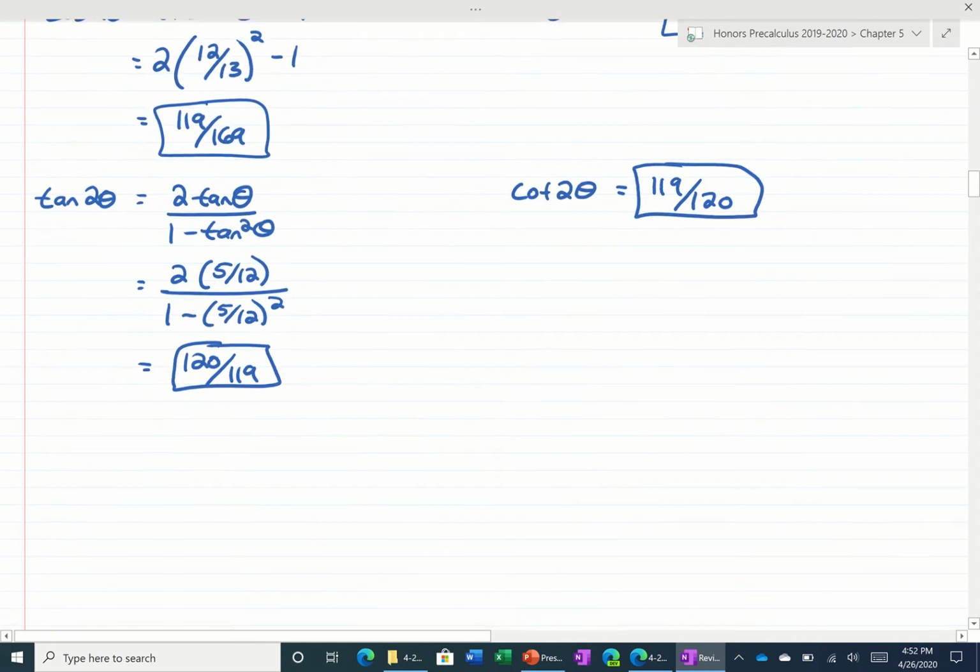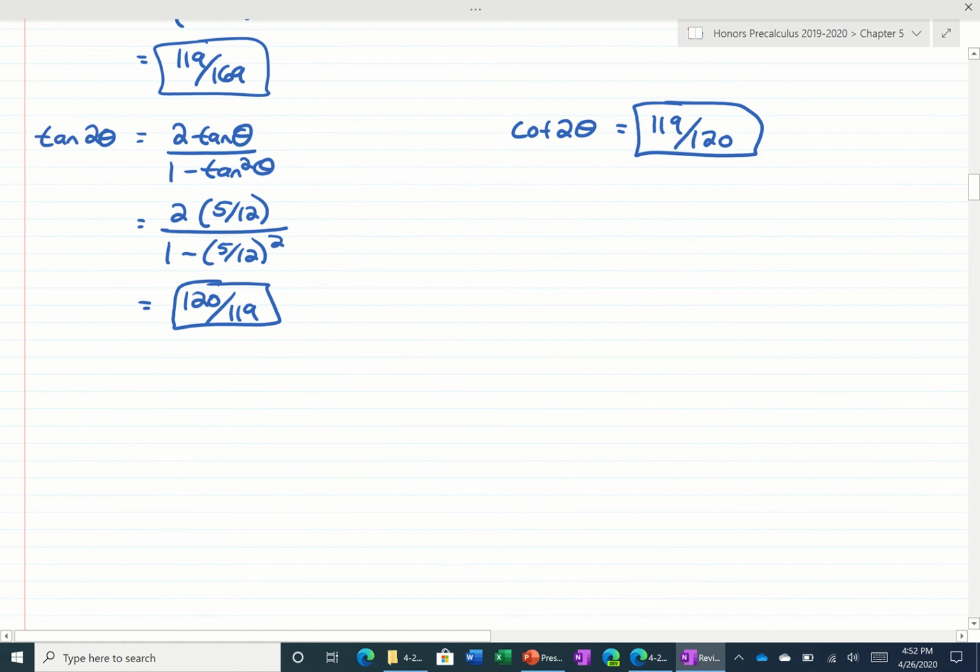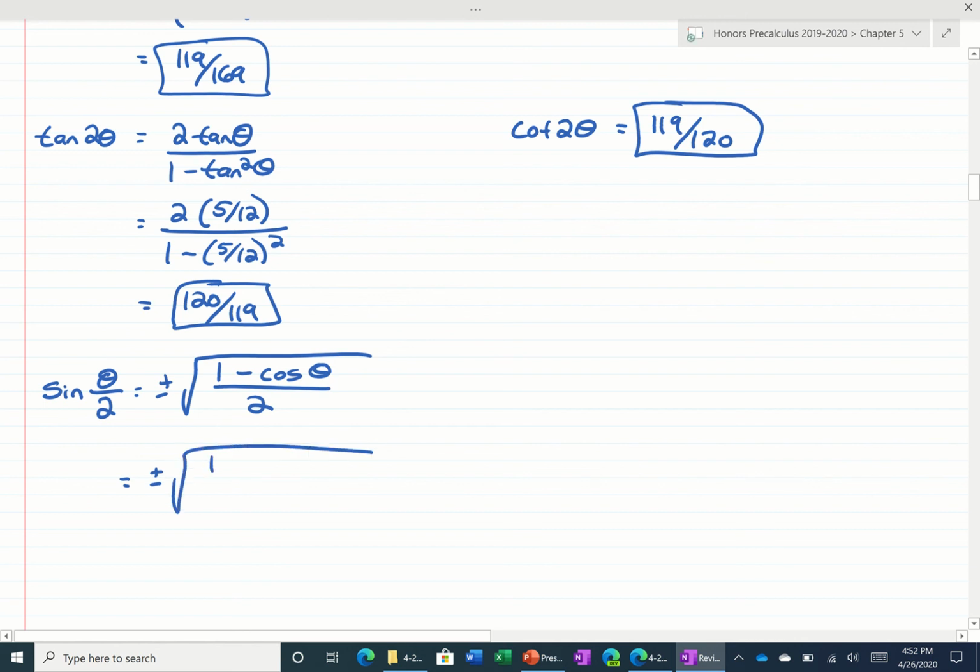All right, and then I also had asked you to do the half angles. So the sine of a half angle, we don't know if it's going to be positive or negative here, but according to our formula, the formula is plus or minus the square root of 1 minus the cosine of theta over 2. Well, the cosine looking at this triangle would be 12/13.